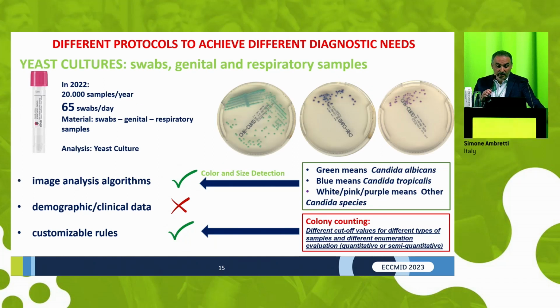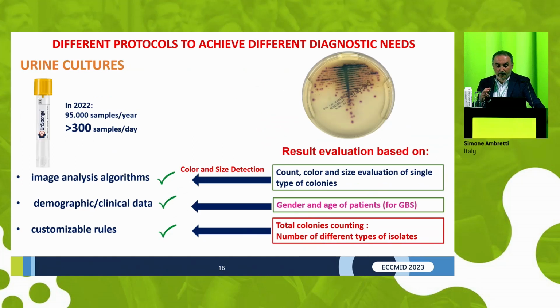The third protocol is dedicated to yeast cultures. Also in this case, the image analysis algorithm is able to detect all Candida species and to discriminate between Candida albicans, Candida tropicalis, and other Candida species. This is also a quantitative protocol because we developed different counting modes and different threshold values based on the type of samples. Finally, the last and most complex protocol we developed is dedicated to urine cultures.